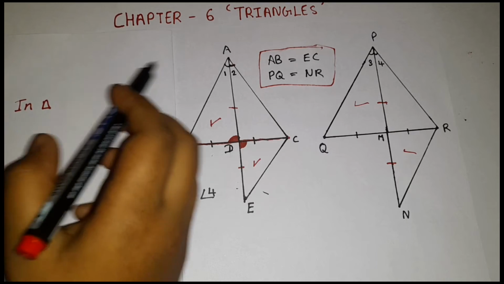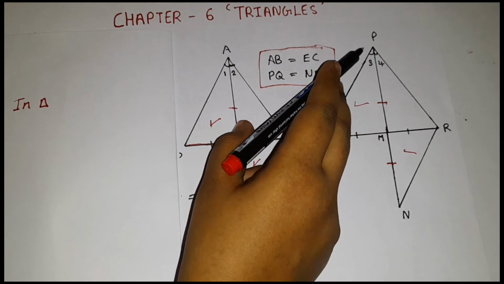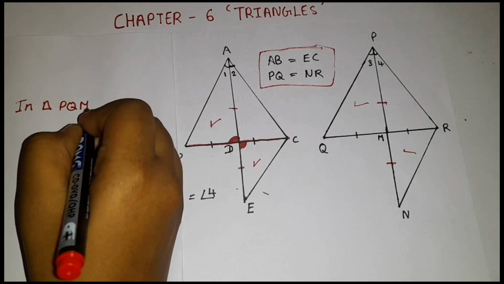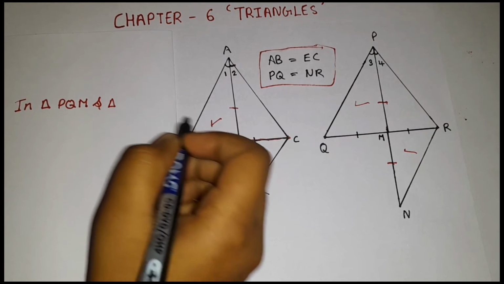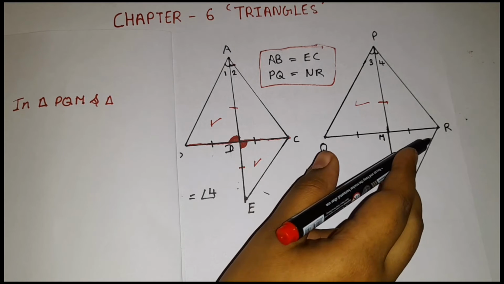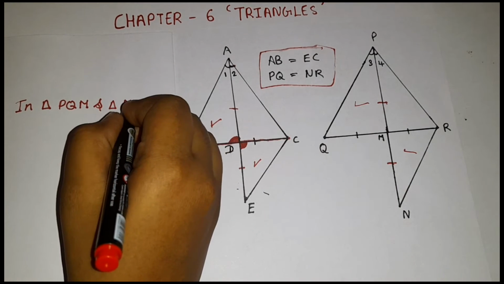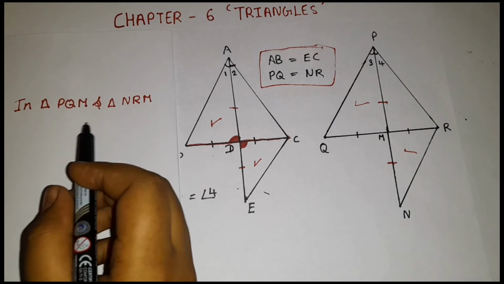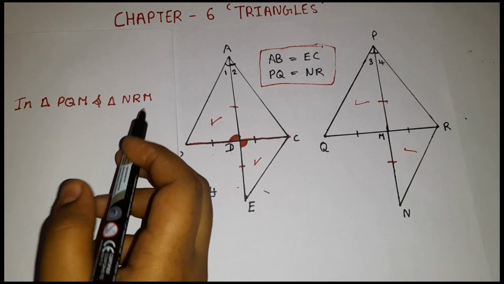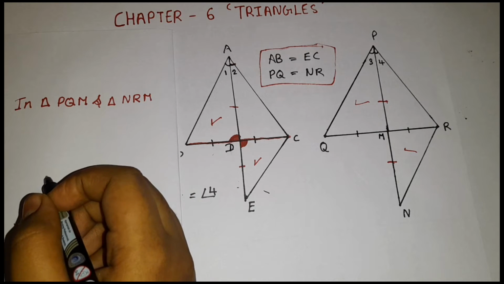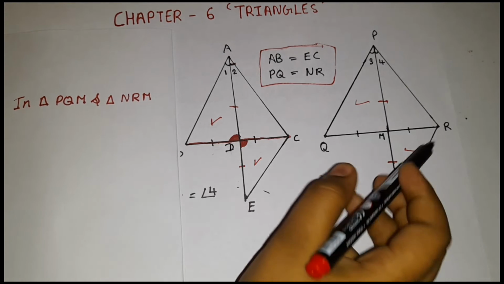So I am going to be taking triangles. In which triangle? PQM and triangle, which triangle? N or M. So in these both triangles, what are the information? So since you guys know, this is a median.